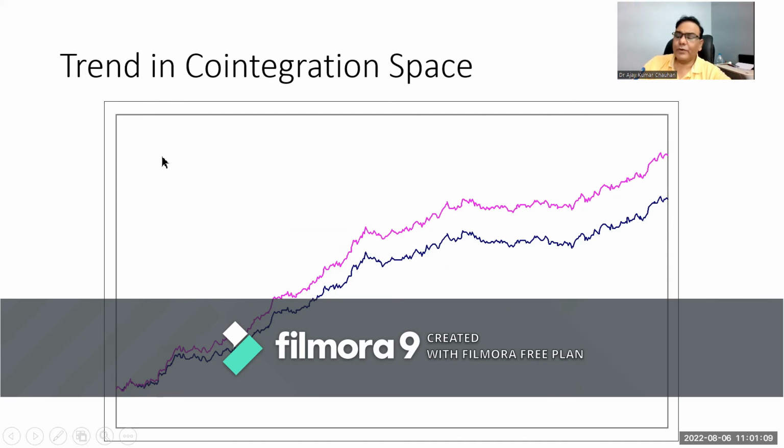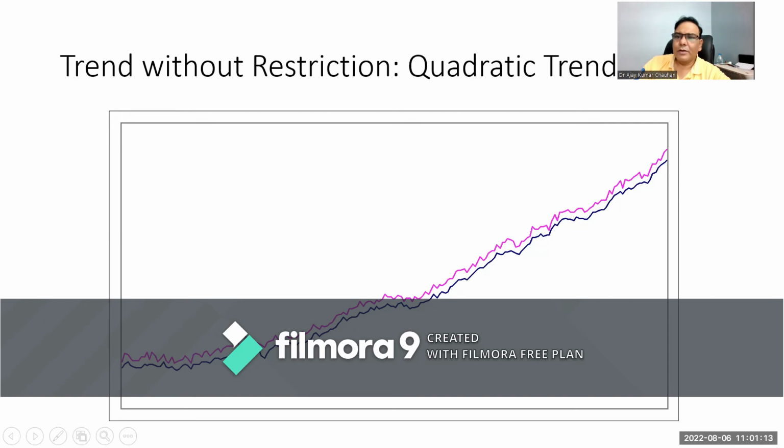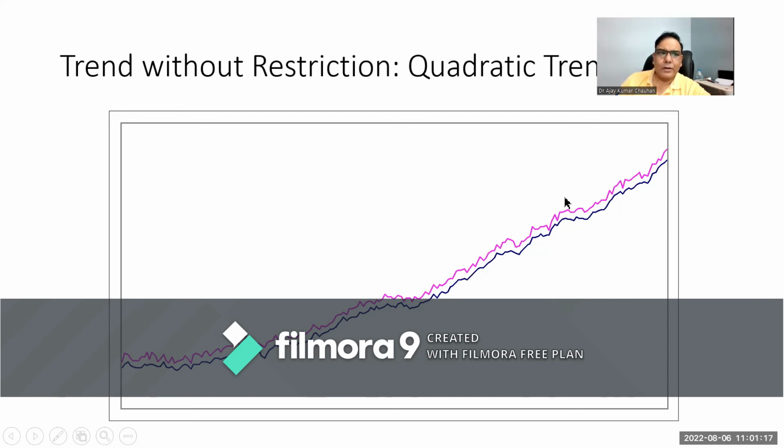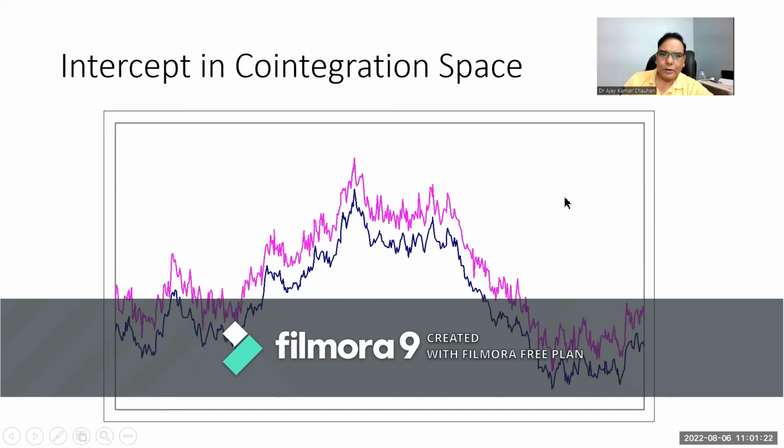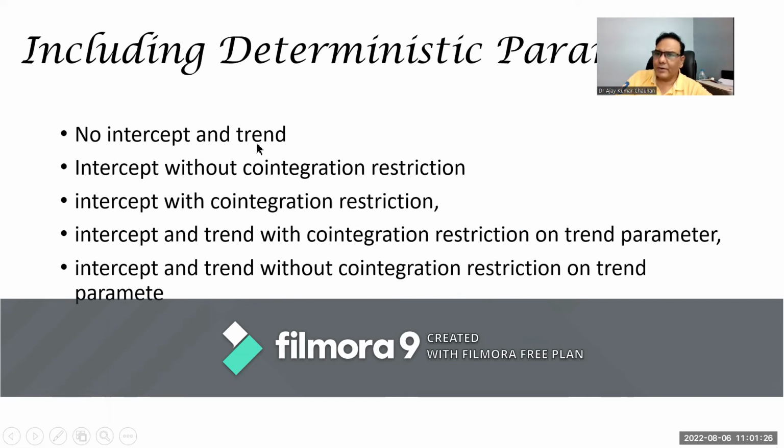These are the different cases: no intercept and trend; intercept without cointegrating restrictions, meaning they are moving up; intercept with cointegrating restriction; intercept and trend like this. So you have to identify which case is there in the movement of X and Y. Accordingly, you can make the choice, because there are 5 assumptions, and in most cases scholars go with assumption number 3, because in most of these series we find an intercept with cointegrating restriction. But if you have a trend also in the movement, you should go for option 4 or 5.